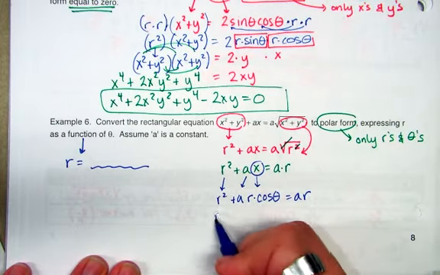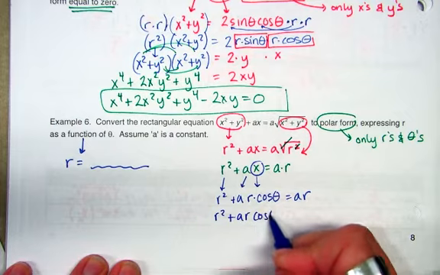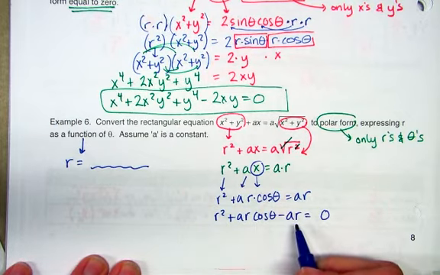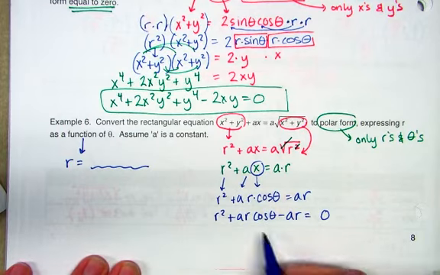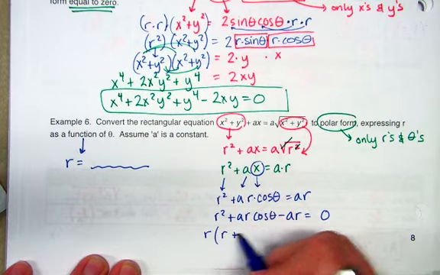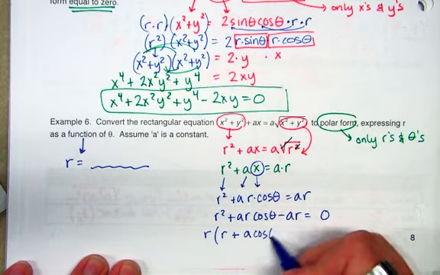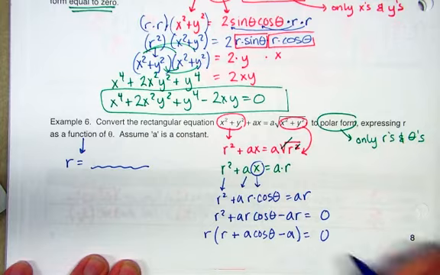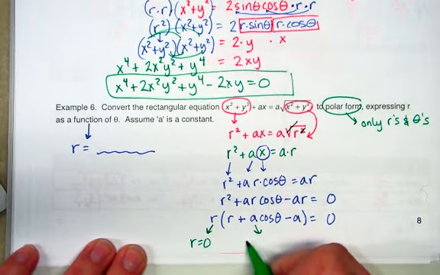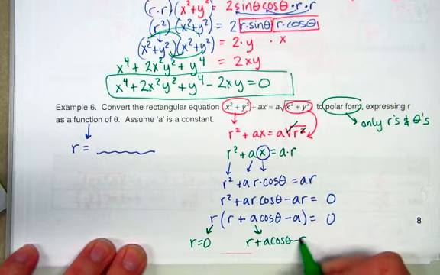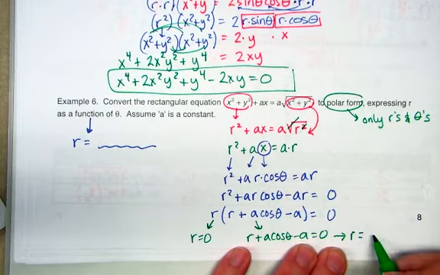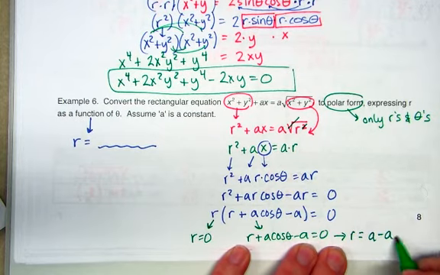So the first thing I'll do is bring everything to one side, and then notice that all of these have a common factor of r. And so I'm trying to solve this here. Factor out that r. I'll be left with r plus a cosine theta minus a. And now I can use zero product property: r equals 0, or r plus a cosine theta minus a equals 0. Solve this for r, and you get r equals a minus a cosine theta.